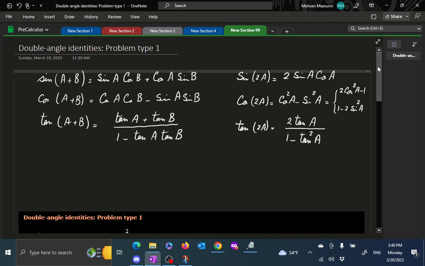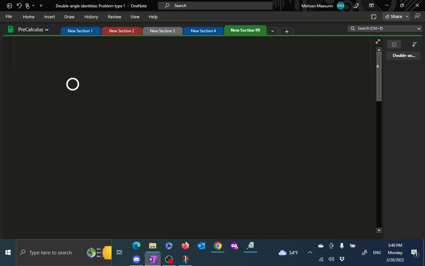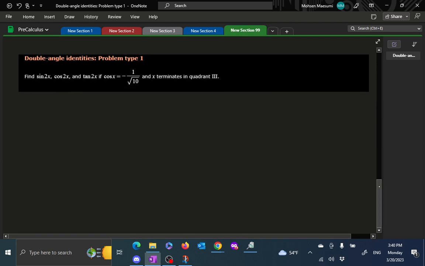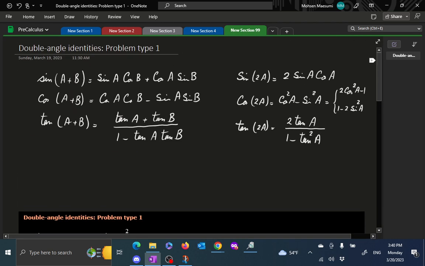So you remember the sum and difference identities we worked on in the last couple of lectures. For the sum, you see formulas of this type: sine of A plus B, or cosine, or tangent, and we had certain formulas on the right hand side. Double angle means, what if the two angles are the same?